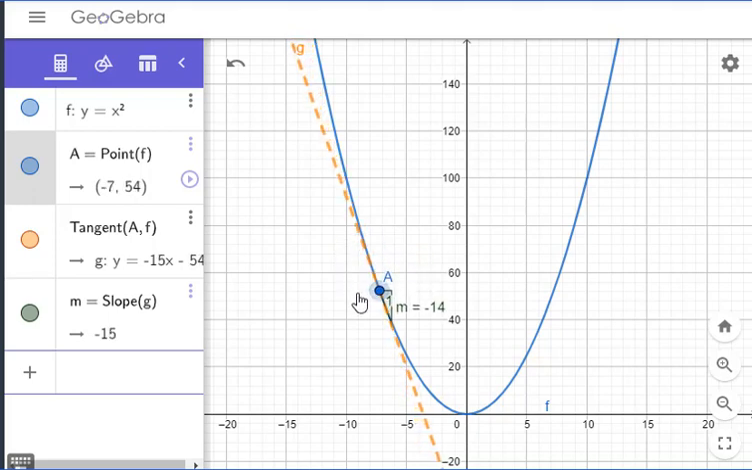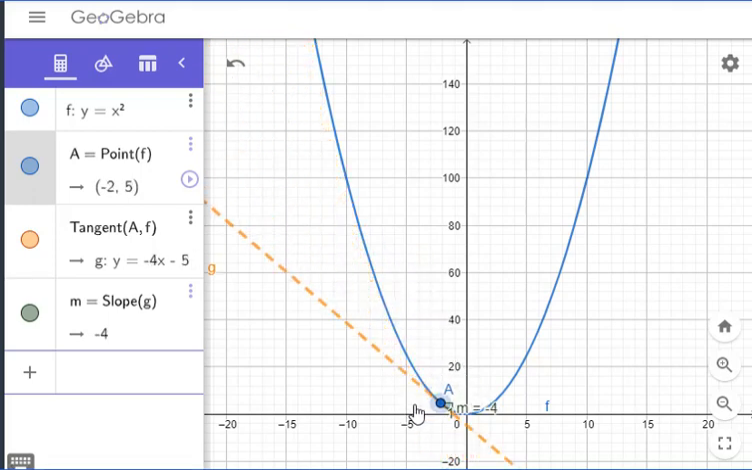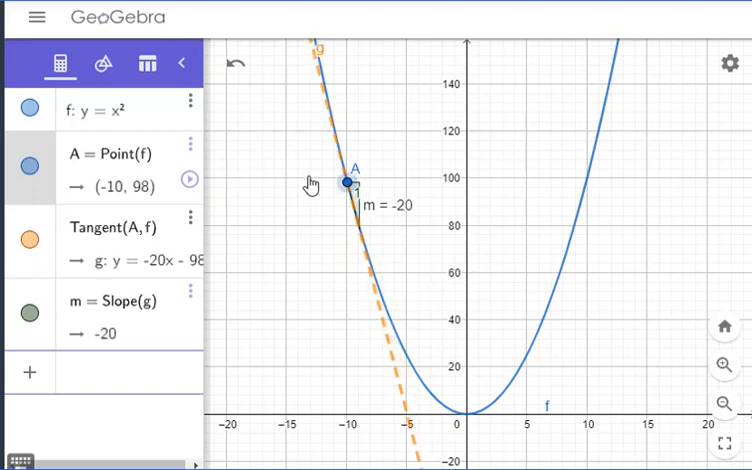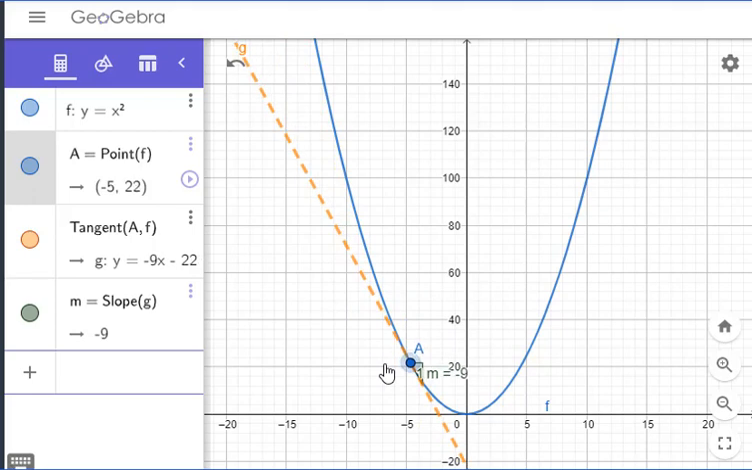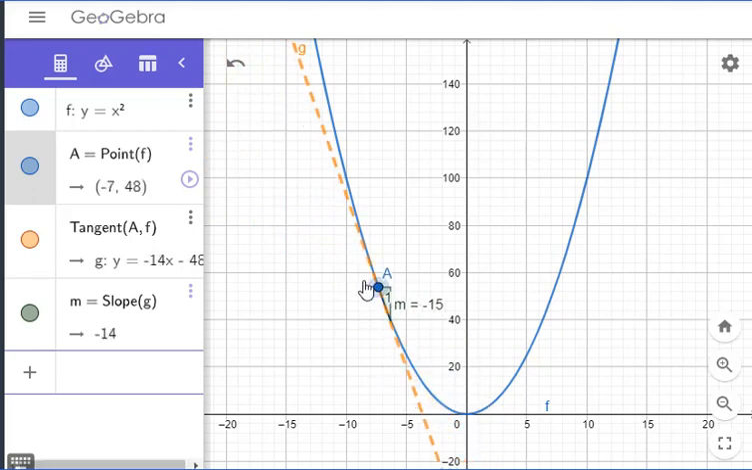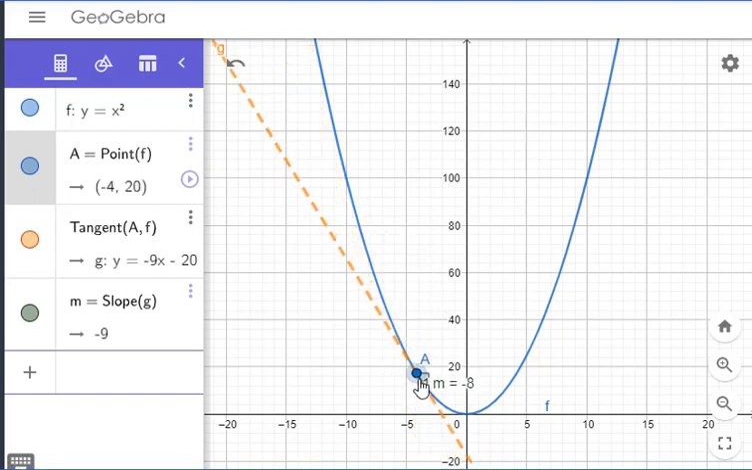When x is less than 0, you can see the slope of the tangent line is negative. Then the curve for x less than 0 is decreasing. When x equals 0, the slope of the tangent line equals 0. We can see the point (0, 0) is the minimum of the graph y equals x squared.